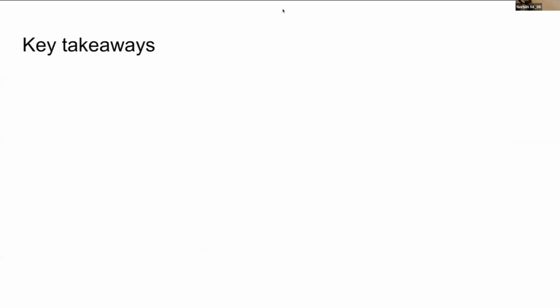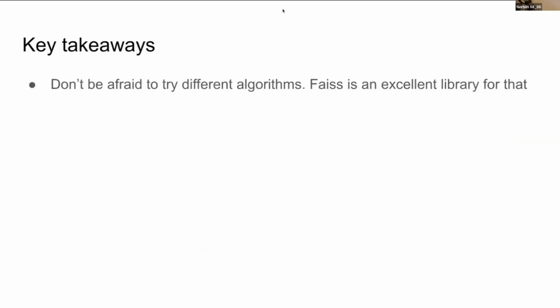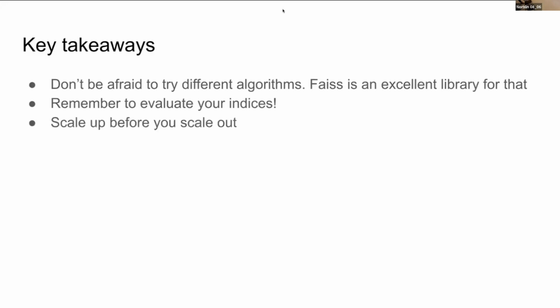Okay, so the things that I would like you to remember from this presentation. Vector search is a fascinating domain, and you should not be afraid of trying different algorithms. If you want to stay with HNSW forever, that's fine. But if you want to experiment, FAISS is an excellent library for that. I would also add: please remember to evaluate your indices, because you can catch data drifts or select better candidates for your production or A/B tests.